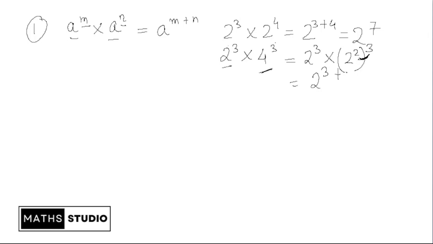Okay, so this would be 3 2s are 6. So 3 plus 6, this becomes 2 to the power 9. Don't worry if you do not understand this part right away. Okay, don't worry about it.